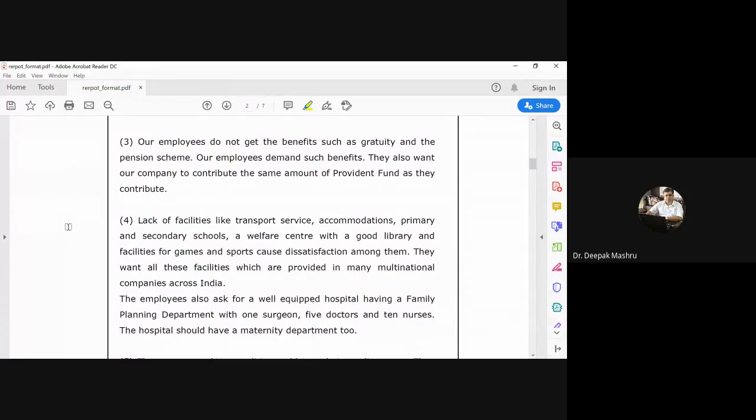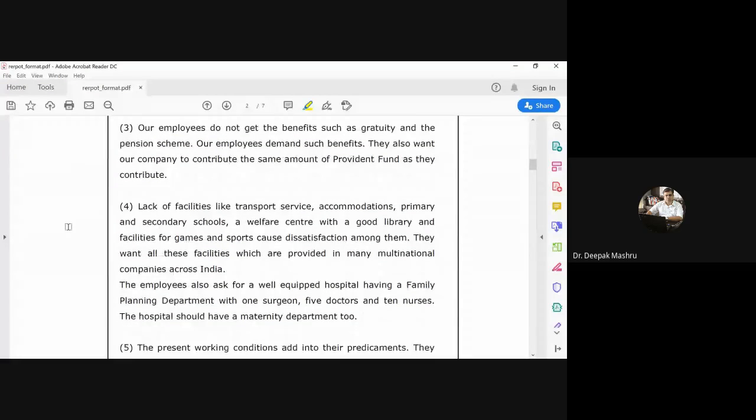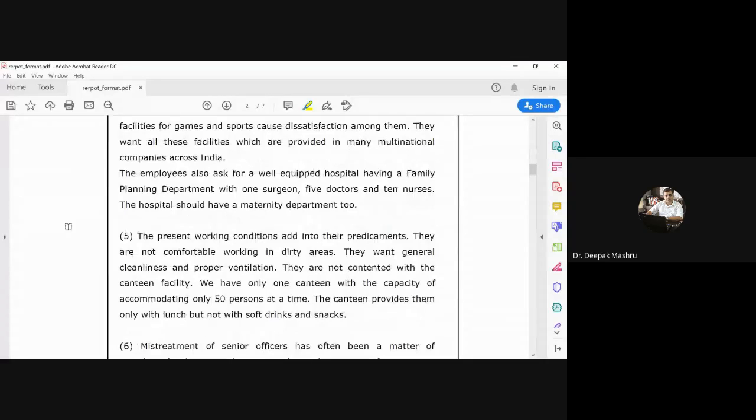We can pick and choose certain things from this report. This report can be the ideal one, and you can find out more options, more ideas to create your own findings. They want all these facilities which are provided in many multinational companies across India. So they are trying to compare Surya to a multinational company. The employees also ask for a well-equipped hospital having a family planning department with one surgeon, 5 doctors, 10 nurses. The hospital should have a maternity department too.